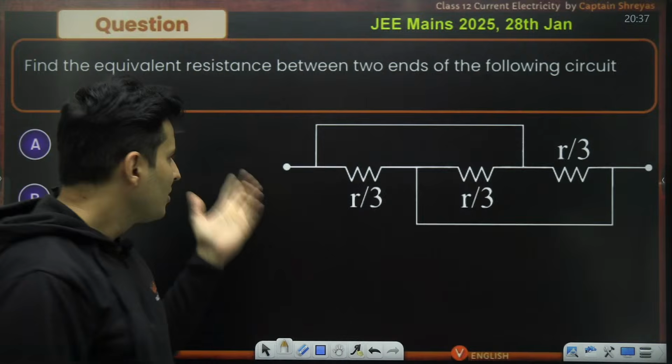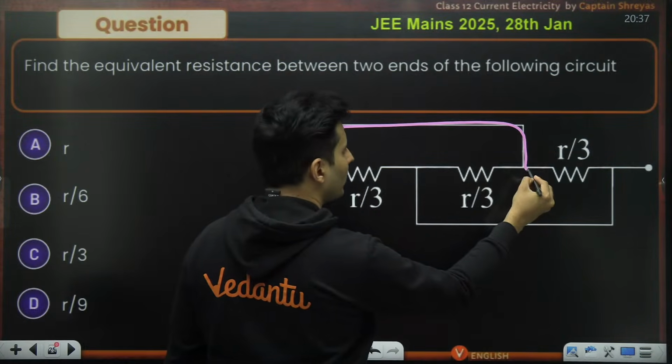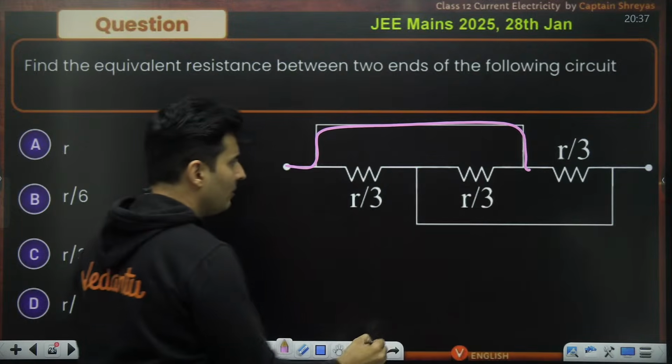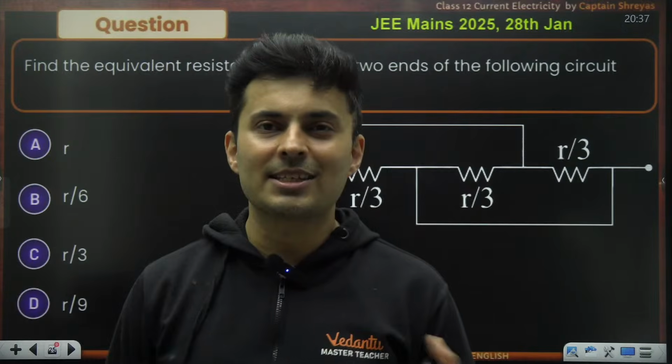Then I was like, sir, won't the current flow like this? Oh my God, what will it do now? Sir, current will go like this, and what will it do now? So a lot of people get confused in such questions. These questions are called disguised questions.